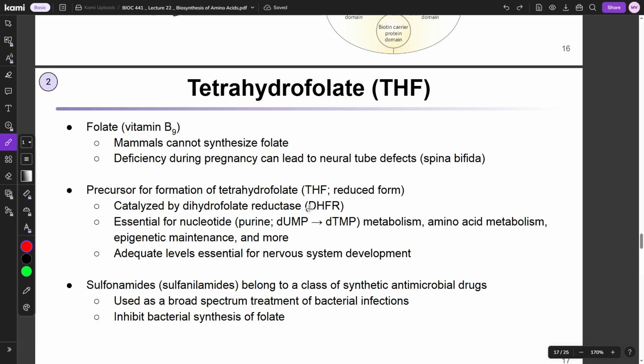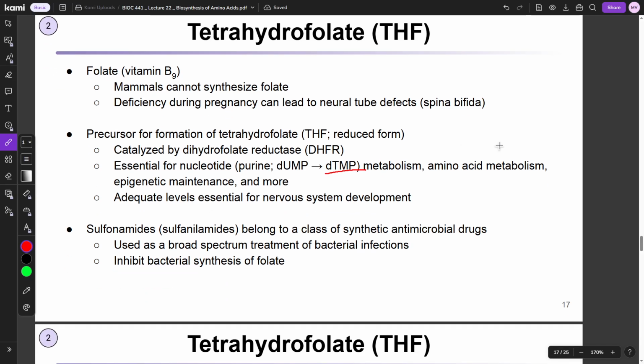And we talked about this before. It's very important for creation of TMP, right? Because remember, for uracil to go to thymine, you actually have to add a methyl group. It's also important for epigenetic maintenance. So methylation, if you've ever heard of DNA methylation and stuff like that, those groups come from THF.